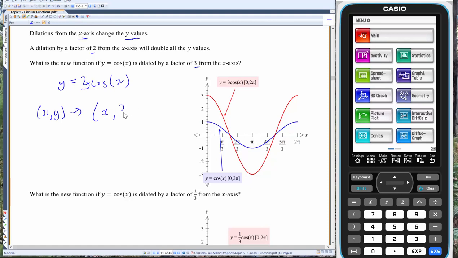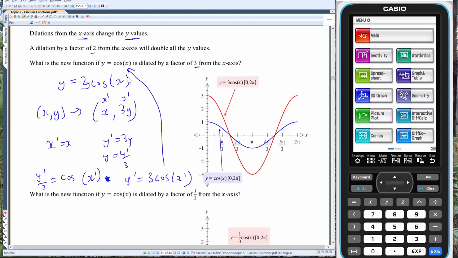So x stays the same, 3y: x dash, y dash. x dash equals x, y dash equals 3y, so y equals y dash on 3. Right, let's sub in those definitions. So y, which is y dash on 3, equals cosine of x dash. Multiplying both sides by 3, y dash equals 3 cosine x dash.